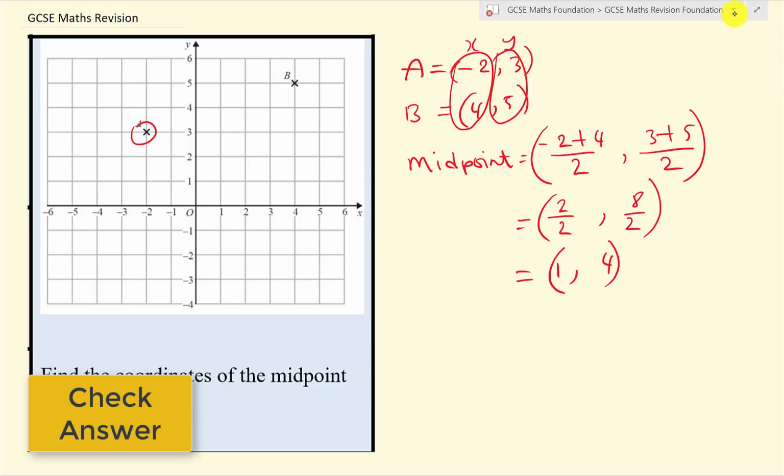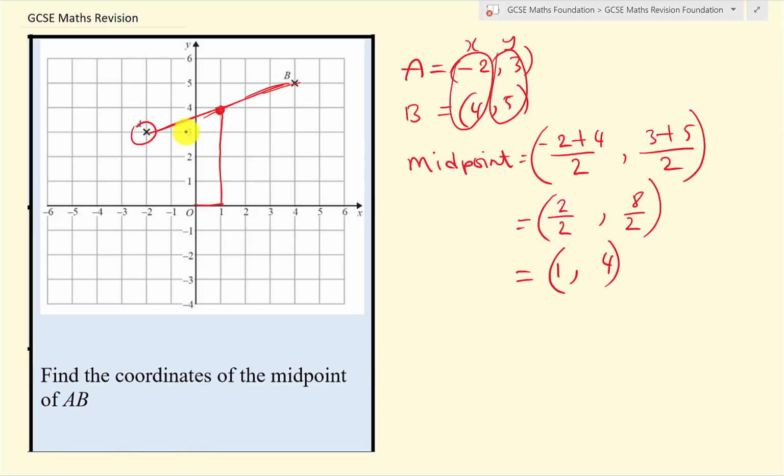Now for this question, what you can do is you can draw the line, and then if you plot 1 and 4, 1 across and 4 up, you can kind of see that it is the midpoint. Because the line is diagonal, we have to work it out, and you get the working out mark. So this will be the midpoint coordinates of line AB.